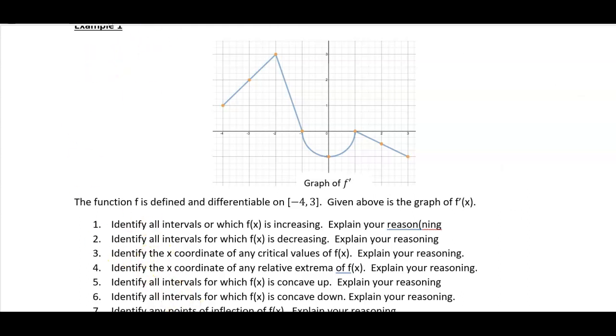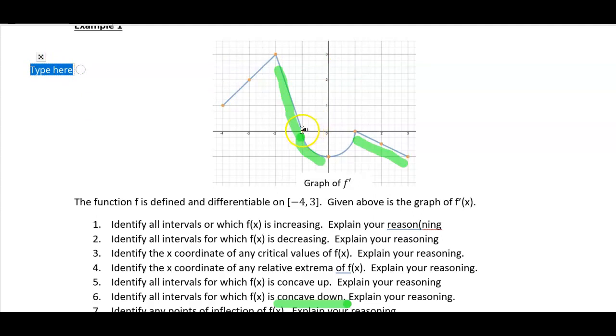All right, so back to our question here, number 6. We want to find all the intervals for which f is concave down. Well, f is concave down anytime the second derivative is negative. The second derivative is negative anytime f prime is decreasing. So anywhere on this graph where f prime has a negative slope, f double prime is negative, and therefore f is concave down. So we're ready to go ahead and write that answer here.